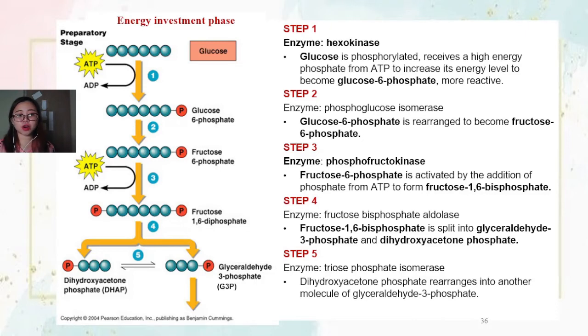Now we're going to go on to the second phase, which is the energy payoff phase. In the energy payoff phase, remember here we now have 2 molecules of G3P. So although in the next diagram I show only 1, it's actually going to happen twice. Disebabkan di sini ada 2 molekul G3P, kedua-dua molekul G3P akan melalui reaction yang sama dalam stage 6 hingga 10. Walaupun diagram saya tunjuk satu saja, tapi actually ada 2 molekul yang melalui benda yang sama. Alright? So keep that in mind as we go on to the next slide.